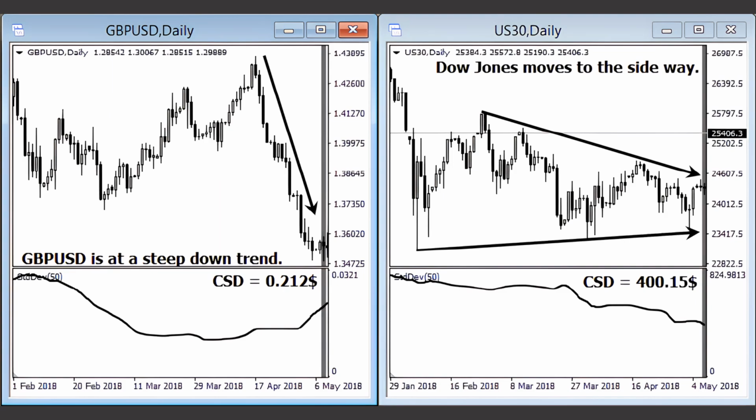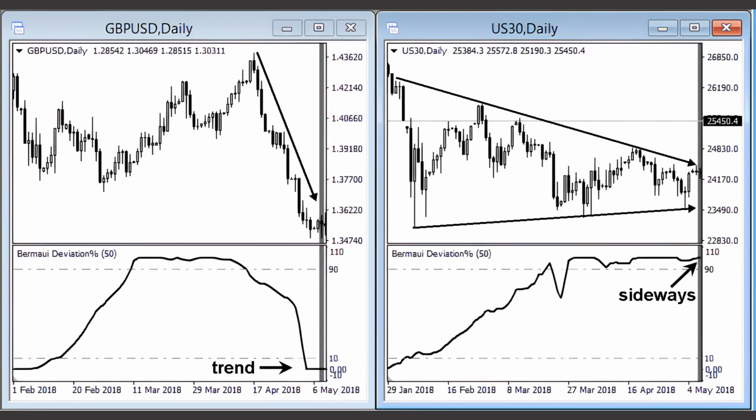In the following example, we can see from the chart that the standard deviation of the Dow Jones is approximately $400, while the standard deviation of the GBP-USD pair is approximately 21 cents. Anyone who looks at the above numbers will say that the Dow Jones is more volatile than the GBP-USD pair. But what if we replace the standard deviation with the Berma deviation percent, which measures price volatility as a percentage? We will find that the picture has been completely reversed.